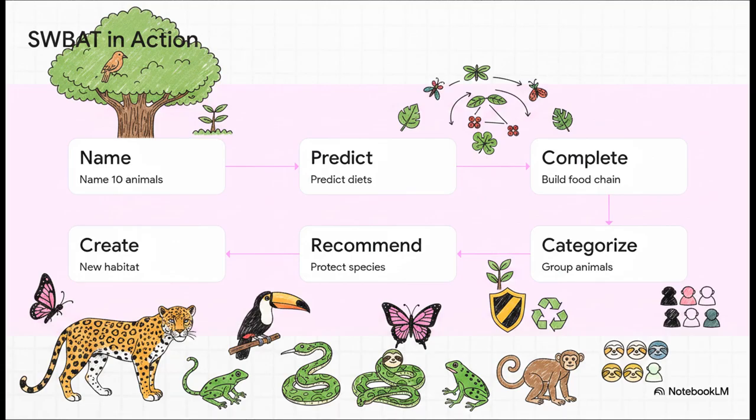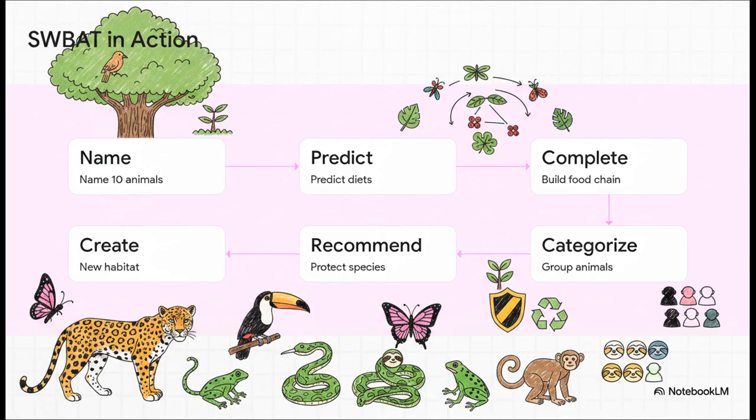Let's actually see how this builds using a rainforest theme. Notice how we seamlessly climb up Bloom's taxonomy here. We start right at the bottom with a lower order skill. SWBAT, students will be able to name 10 different rainforest animals. Easy enough, right? Then we step it up, predict what they eat. Then complete a food chain.